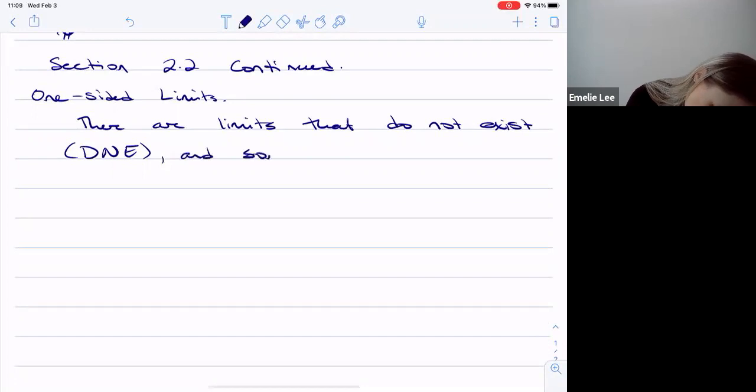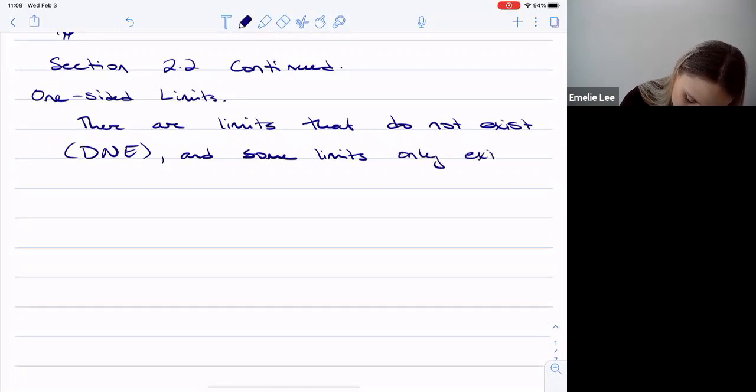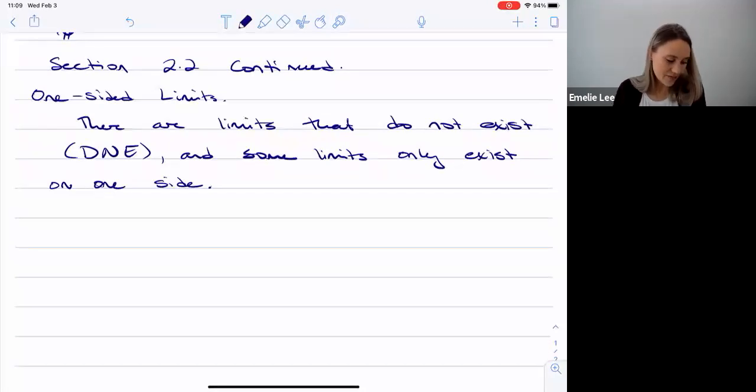And some limits only exist on one side. On one side, right? So the Heaviside function is kind of our starting point.